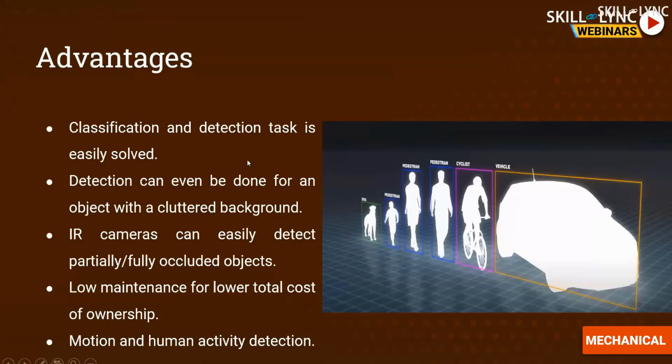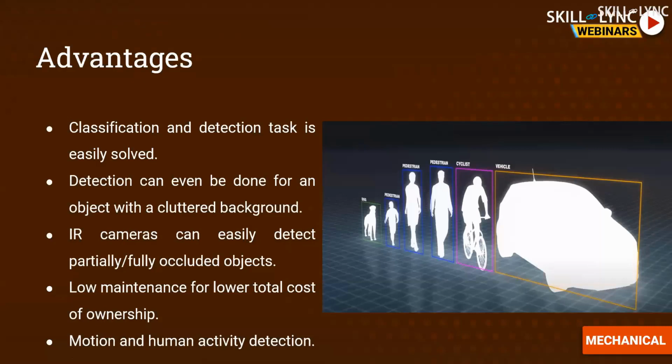The second advantage of the IR camera is detection in a cluttered background. I hope you remember the image you saw with the deer in the beginning. Even with the cluttered background and so many animals present in the same place, the camera was quite able to detect them individually. So this is one of the biggest advantages of the IR camera.